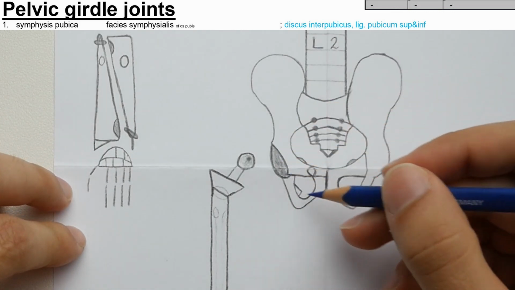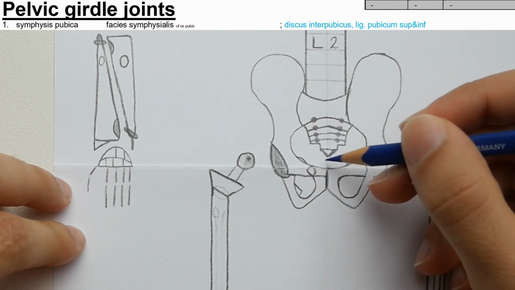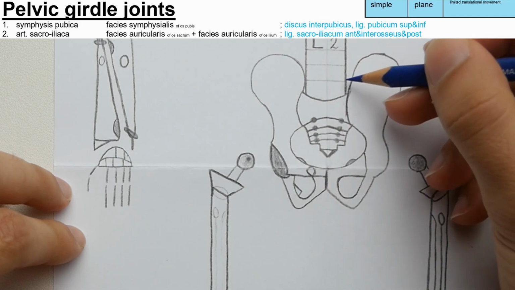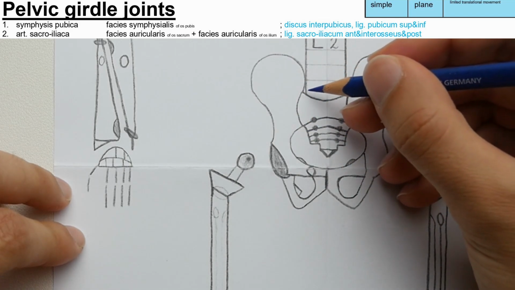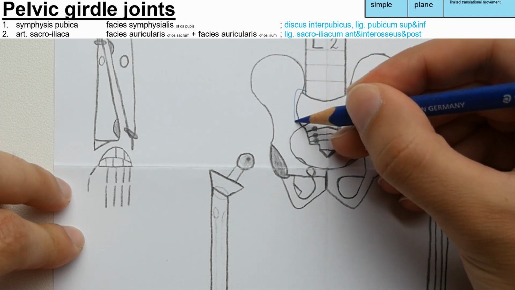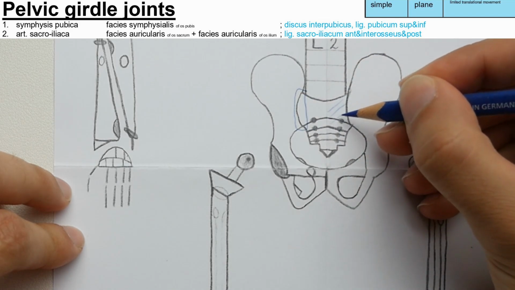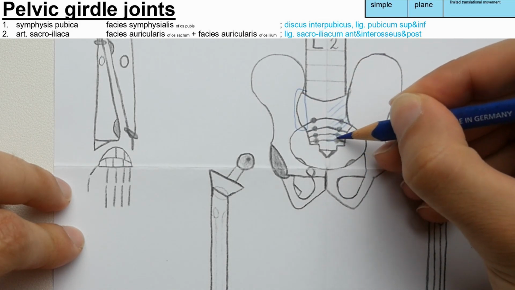The pelvic girdle is held together by symphysis pubica and articulatio sacroiliaca, which is stabilized by ligamentum sacroiliacum anterior, interosseum, and posterior.